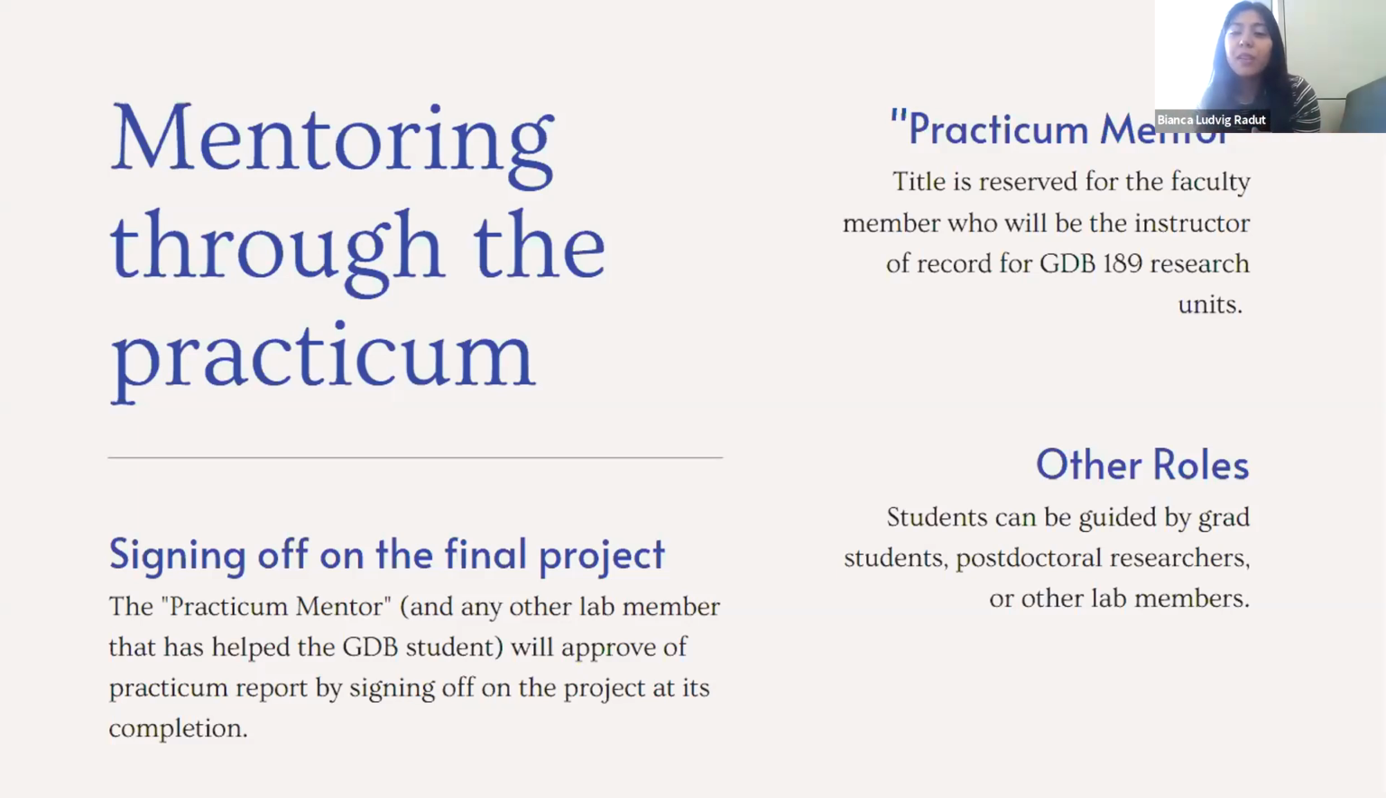If the undergrad does work with multiple people in the lab, the practicum mentor, so the person that graded them in the research units, gets to sign off on the final project. And if the grad student or postdoc wants to sign off as well, they can also sign off as a sign of approval for the undergrad's final work. So it's a very exciting part, like I said. It's the completion of this whole project that seniors have gone through.